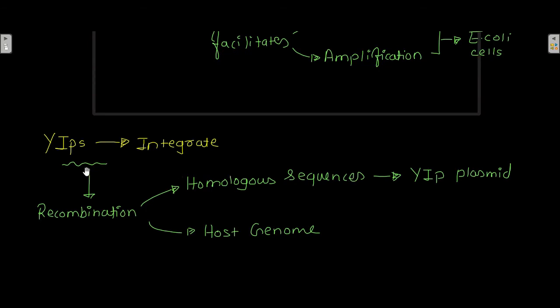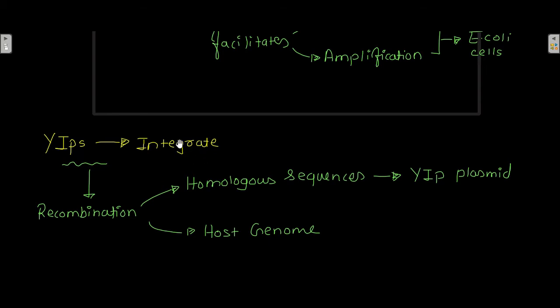Now these YIPs integrate by doing recombination between the homologous sequences present on the YIP plasmid and the host genome. So on the YIP plasmid you have homologous sequences, and you have the host genome. In between them there will be recombination, and that is how the YIP will be integrated into your host genome.